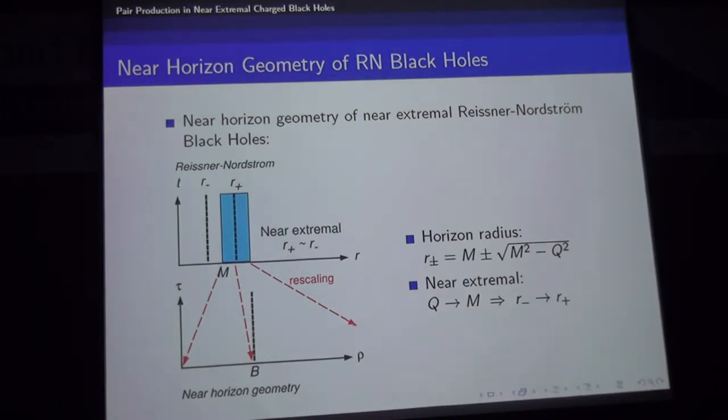So this is the reason we only focus on this near horizon geometry region. The other reason is that this region has AdS structure, and so we can consider the holographic description for such a pair production process.